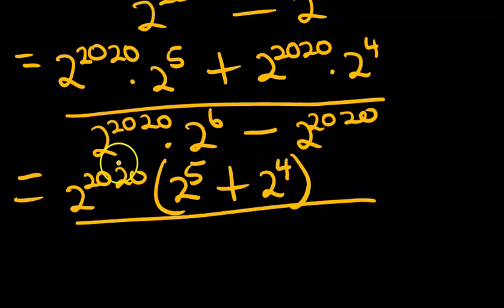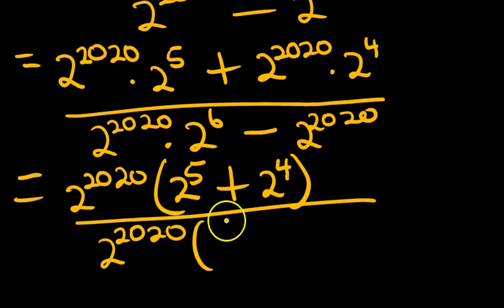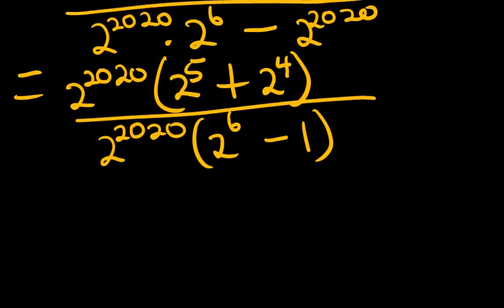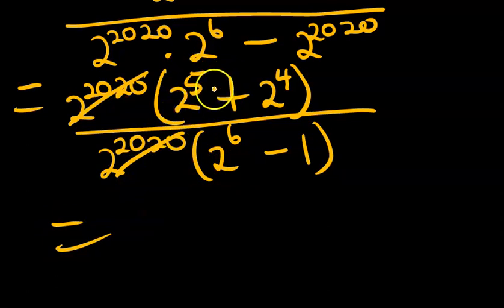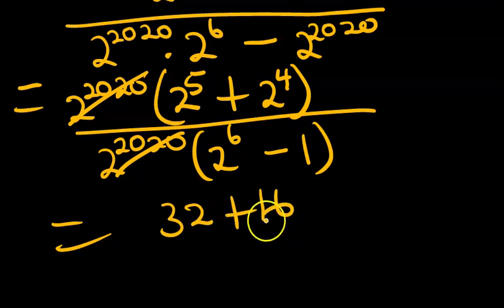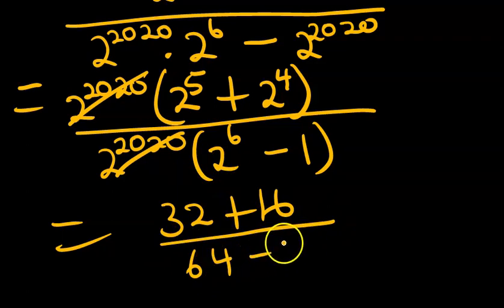all over. In the denominator there is also a highest common factor, which is 2 to the power 20. Then in brackets we have 2 to the power 6 minus 1, then 2 to the power 20 will divide each other, then 2 to the power 5 is 32 plus 16 all over 64 minus 1.